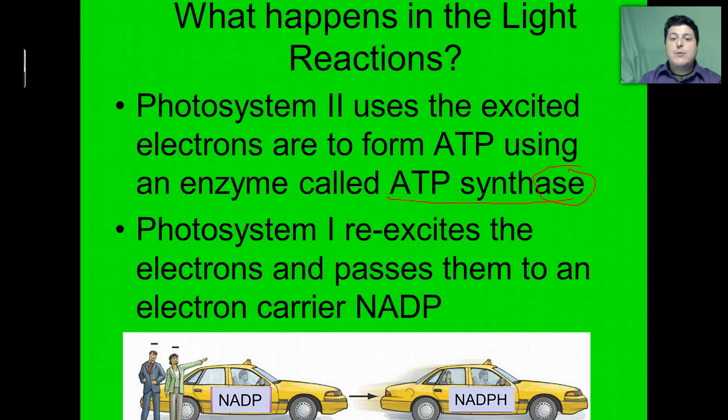Additionally, once we get to the end of that first electron transport system, the electrons are going to have been moved to a lower energy state. So once those electrons reach photosystem 1, they get re-excited, and then they're passed to an electron carrier that's going to then be able to take those electrons to another part of the photosynthetic process. Here, our electron taxi cab is going to be NADP instead of NAD like we saw in cell respiration. NADP stands for nicotinamide adenine dinucleotide phosphate.